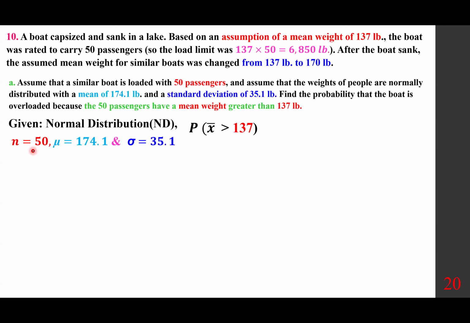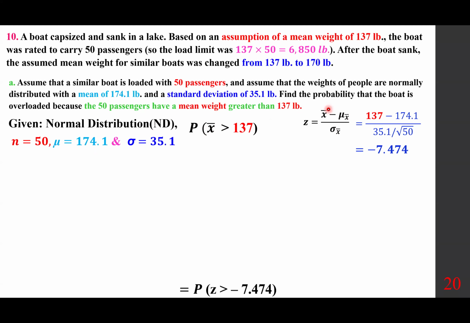When N is 1, you use Z equals X minus mu over sigma. When N is any number larger than 1, Z is X bar minus mu of X bar over sigma of X bar. Again, mu of X bar is the same as mu, and sigma of X bar is sigma over square root of N. So for mu of X bar, we use this number; for sigma of X bar, we use this number divided by square root of 50. And for X, we put 137. It gives us negative 7.474.